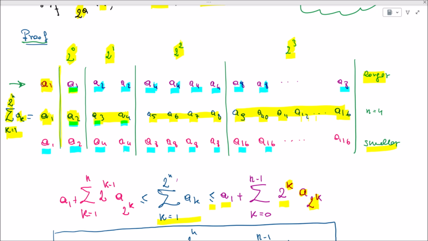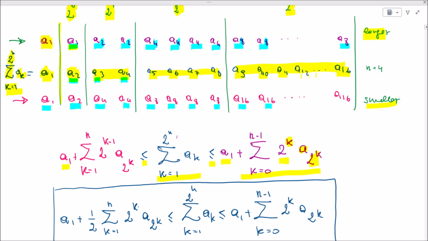Let's now try to build the left inequality, this one. So we are now considering this sequence, the sequence which is smaller than the given sequence. Now, the first element is the usual one, and we'll keep it a1. Then we have the next element a2, with cardinality 1.